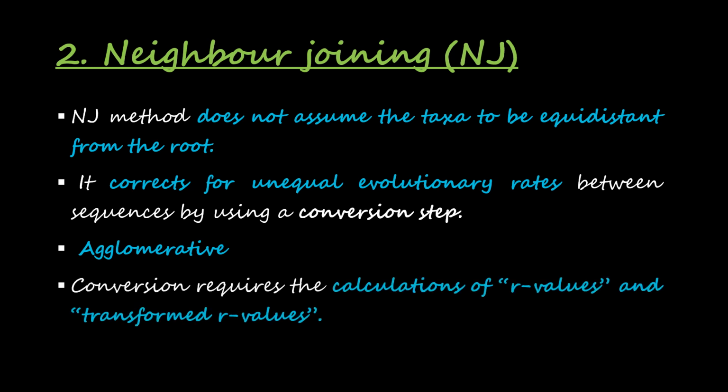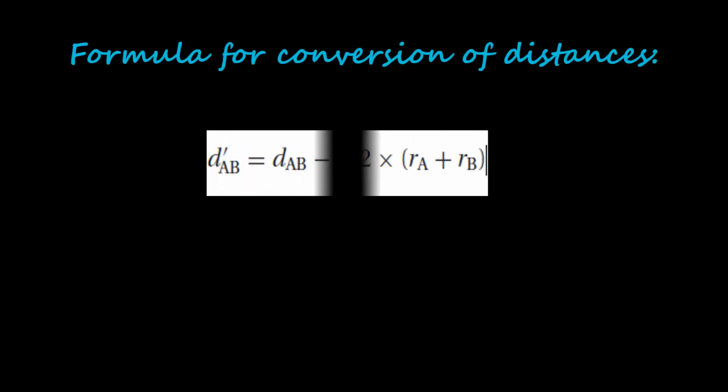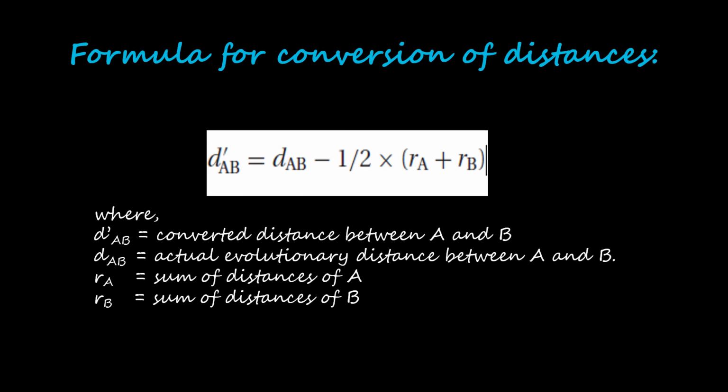Conversion step requires the calculations of R values and transformed R values. For this, we have some formulae. Formula for conversion of distances DAB dash, that is the new evolutionary distance, or the converted distance between A and B. Then DAB dash equals DAB minus half into RA plus RB. So where DAB dash is converted distance between A and B, DAB is the actual evolutionary distance between A and B, RA is the sum of distances of A, and RB is the sum of distances of B.